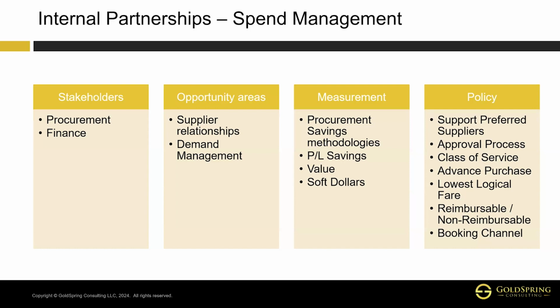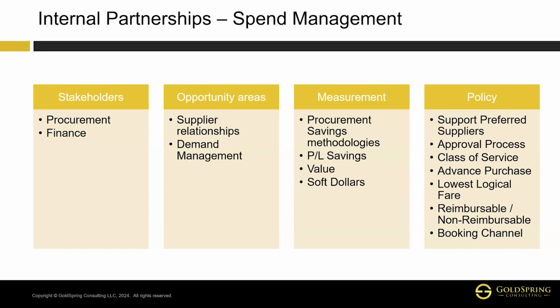Well, if this is an important strategy driver, then we would want some strong wording around supporting preferred suppliers, or a more rigorous approval process. It would also mean looking at class of service, right? Because we know how much more expensive business class, for example, or first class is than economy class. Hotel spend as well varies quite a lot. We're trying to drive advanced purchase behavior. We're measuring against lowest logical fare. Lots of discussion on that later, right?